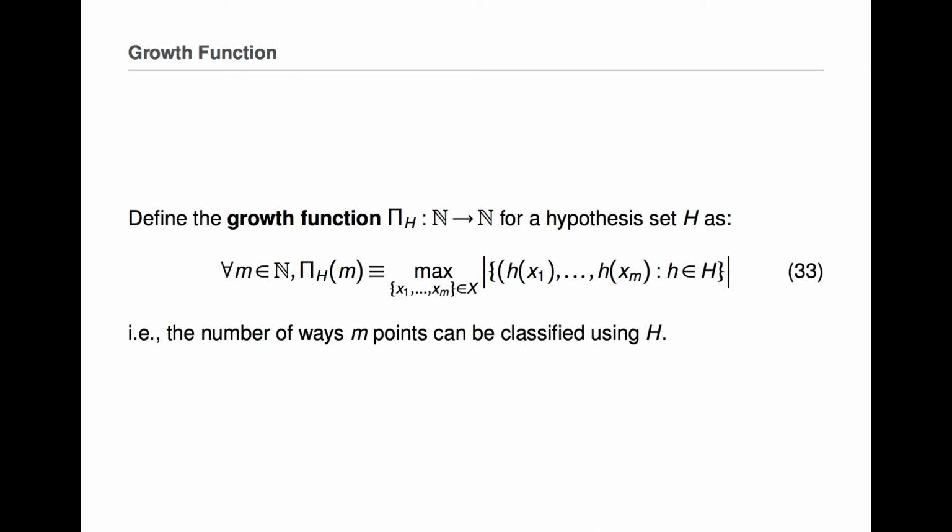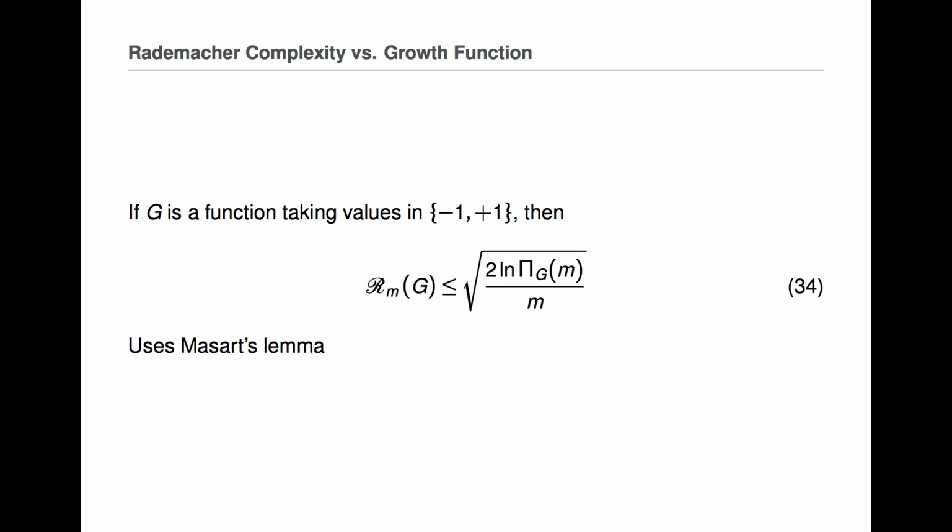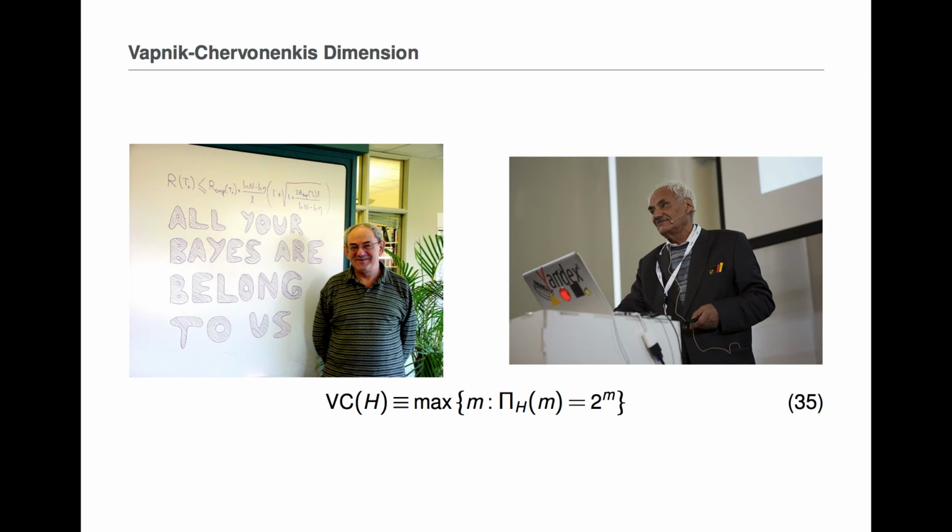You can think about this as a number of ways that m points can be classified using a hypothesis family H. And there's a really straightforward connection to the Rademacher complexity if you take the Rademacher complexity of a class of functions taking values +1 or -1, i.e. a binary classifier. The growth function is useful because it plays a key role in what's called the Vapnik-Chervonenkis dimension. So that's Vapnik on the left and Chervonenkis on the right.